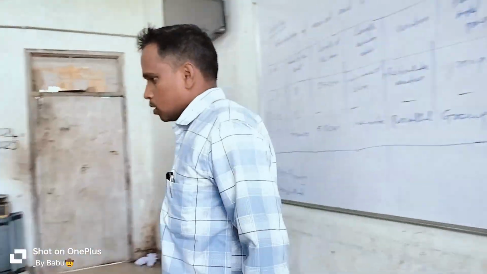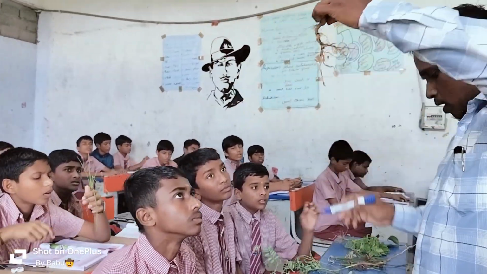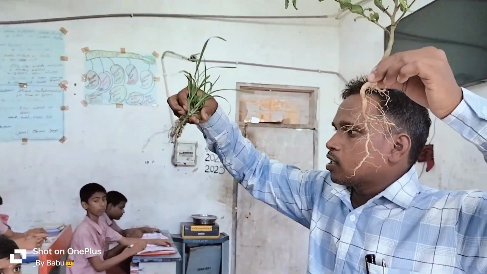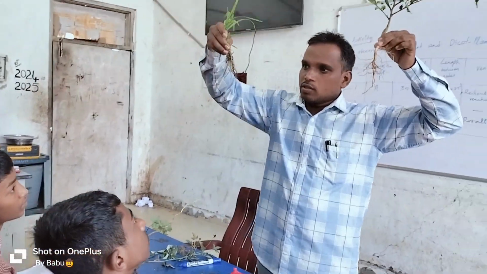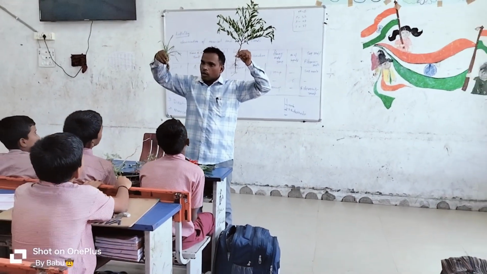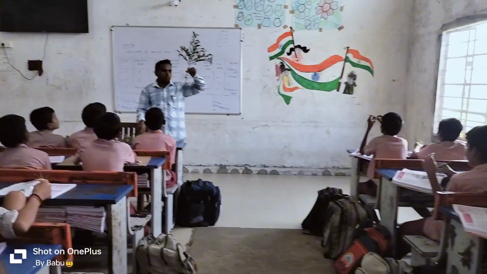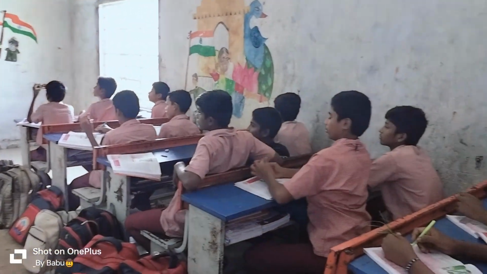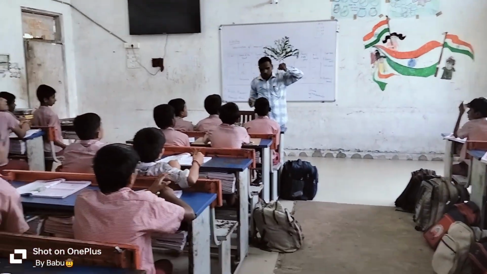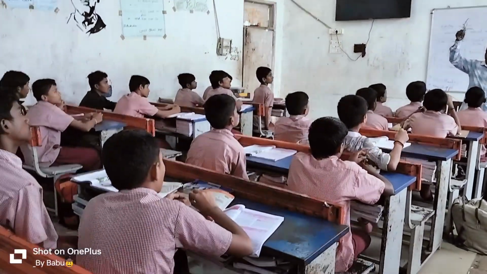See, here one root is bigger, remaining roots are all smaller. And here most roots are the same in size, and most of the roots come from the bottom of the stem. But here the main root comes from the bottom of the stem, and the remaining roots are attached to the main root. So this kind of arrangement is known as taproot, and this kind of root arrangement is known as fibrous root.